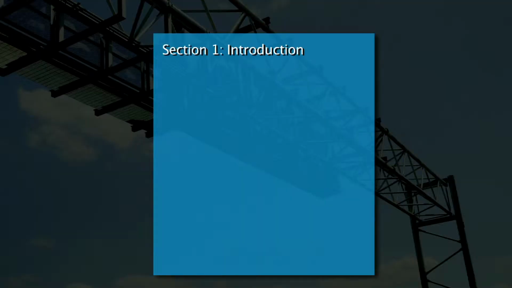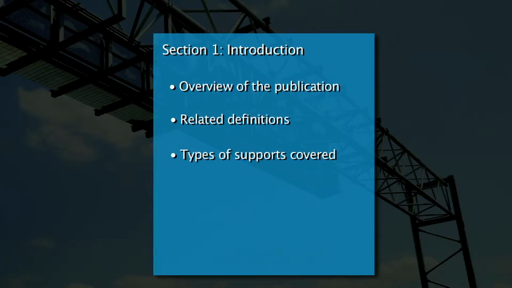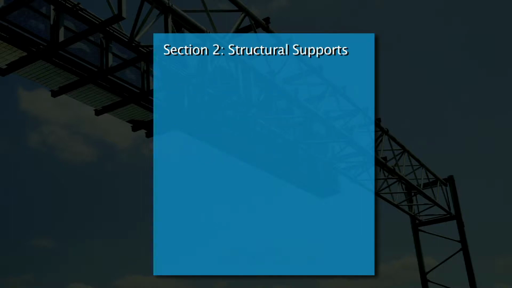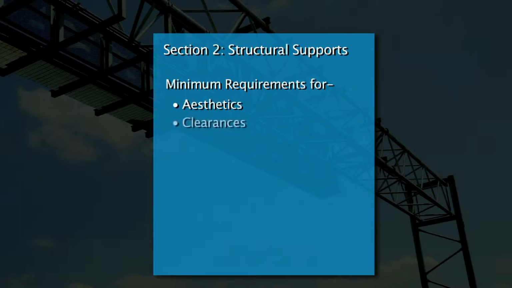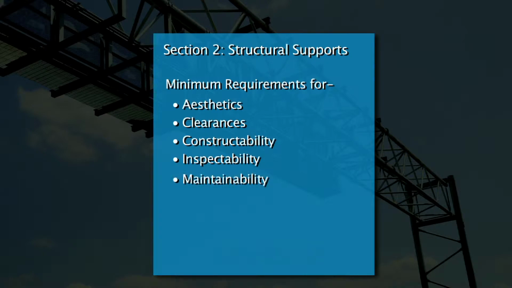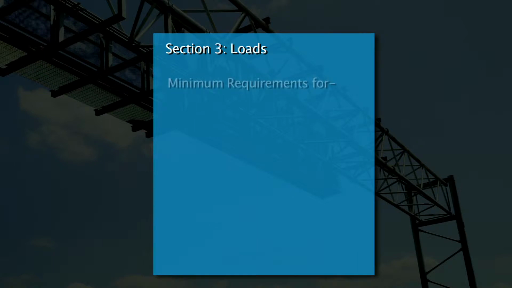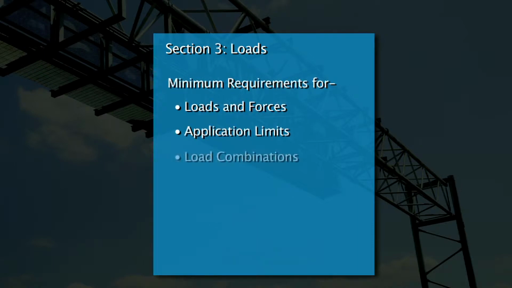Section 1, titled Introduction, provides an overview of the publication, related definitions, and the types of supports covered in the document. Section 2, titled Structural Supports, provides information on the minimum requirements for aesthetics, clearances, constructability, inspectability, and maintainability for structural supports. Section 3, titled Loads, specifies the minimum requirements for loads and forces, the limits of their application, and the load combinations that are used for the design or structural evaluation of supports.